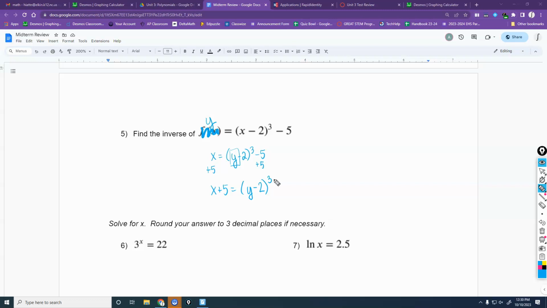Almost. Not a square root, but not a log, a cube root. It is a cube root. So it's like a square root, but it's got the little 3 out front. If it was second power, we would use a square root. Third power, we use a cube root. If it was fifth power, we use a fifth root. It's probably going to be a third power, though. So let's go over here. Now we got the cube root of x plus 5 is going to equal y minus 2.